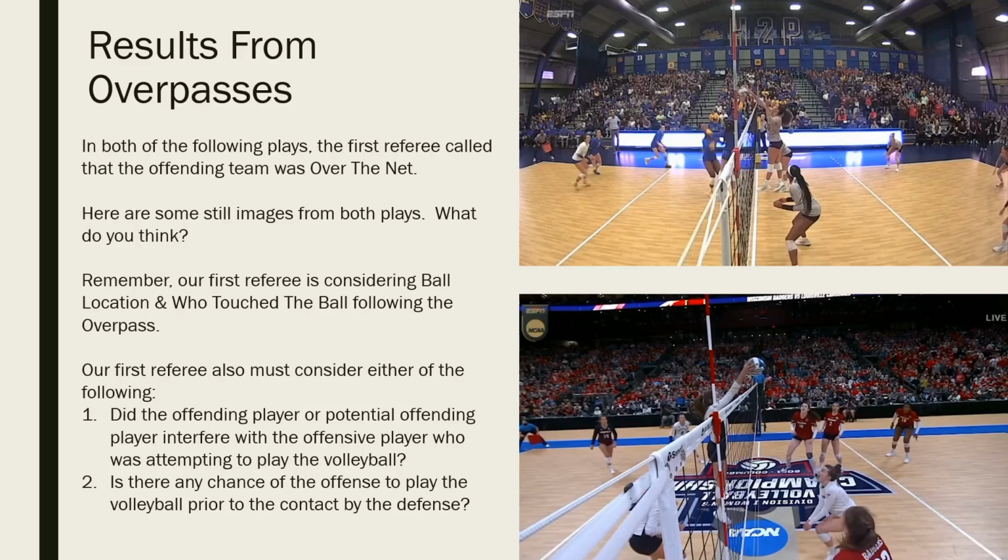Our player on the left, who is our defensive front row player, actually plays the volleyball. From this still image, this volleyball appears that it is either in the plane of the net or has already entered the plane of the net. Again, this play is very close, and it is a judgment call by our first referee.